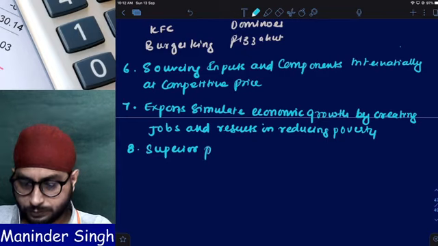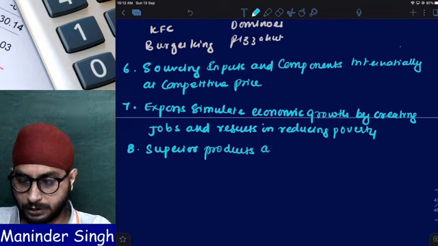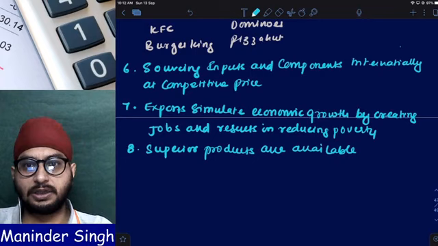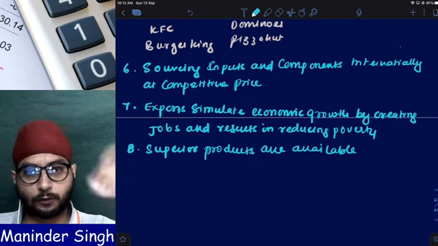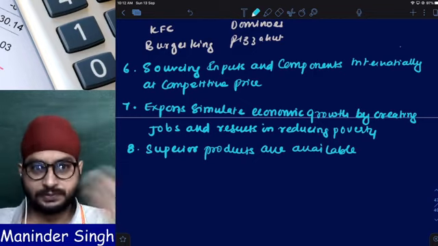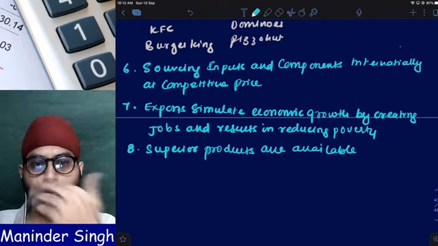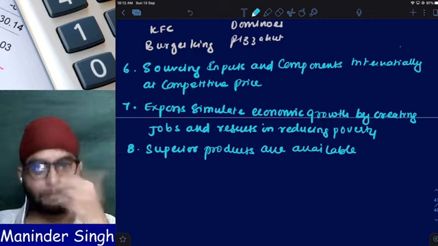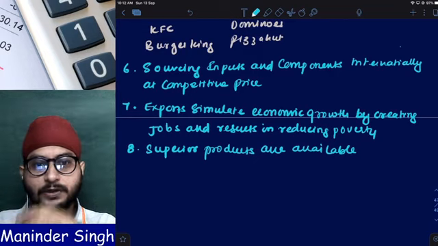Superior products are available. Now tell me, to be very frank, are Indian products superior or are foreign products superior? You tell me. Means better. Which products are better? Will you buy Indian products or foreign products? Foreign products only. Mobile phones, you will buy foreign products. Electronics, completely foreign. Tell me which Indian product you prefer.